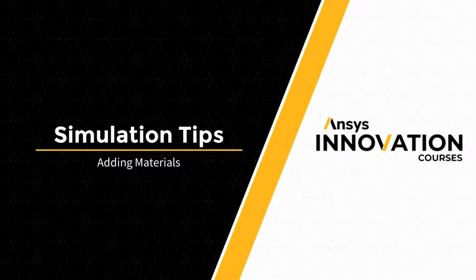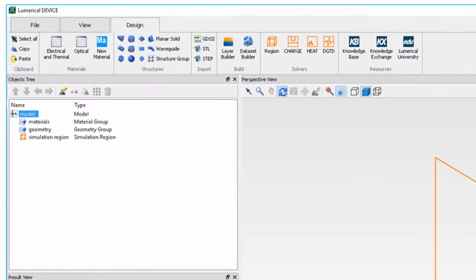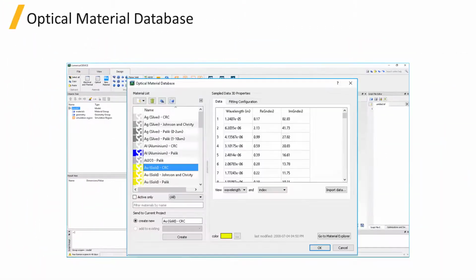In this video, we will go through the procedure of adding an optical material to a DGTD simulation. Adding a new material always starts from the material section of the design tab. This is where you can get access to the optical material database and the new material button.